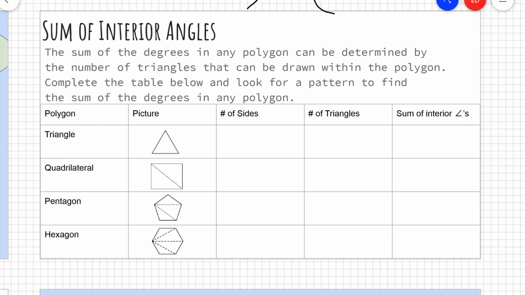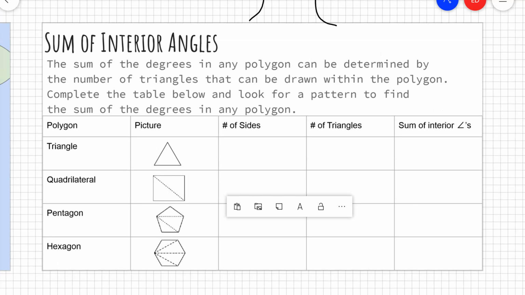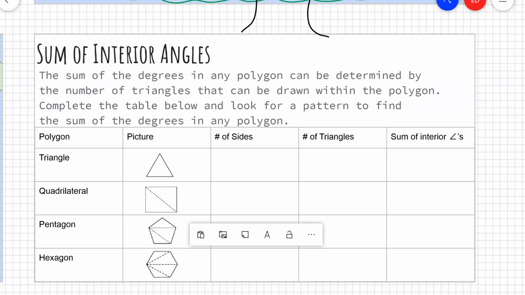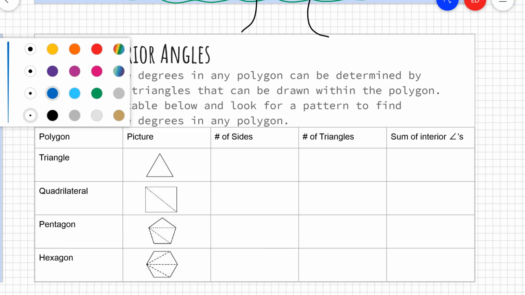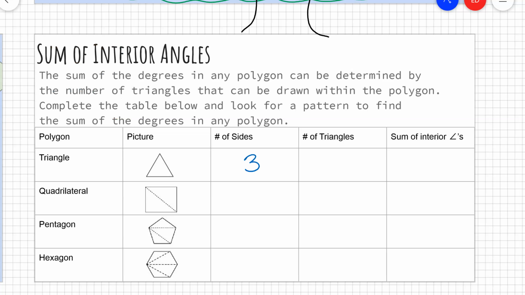All right. So for this one, we're going to take a look at the sum of interior angles. When we're looking at just the sum of interior angles, the one shape we did this for already was a triangle. So I know you guys can tell me some information about the triangle. We know it's 3 sides. How many triangles does it have? Well, it is a triangle. And the sum of the interior angles of a triangle, this is information you already have, is 180 degrees.